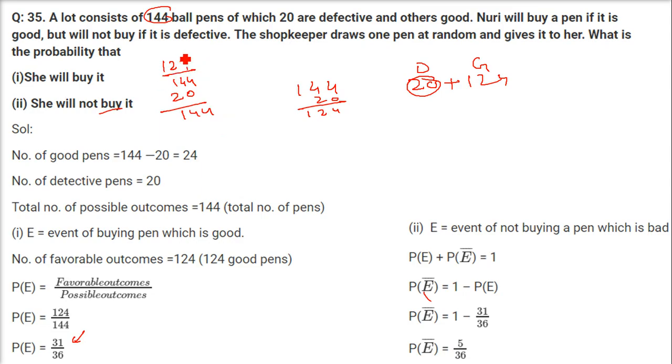The other way is she will not buy it. Just subtract this number from 1. You will get the same number here. That is 1 minus 31 by 36. If you subtract this from 1, it is going to give you the second answer, that is, she is not going to buy it.